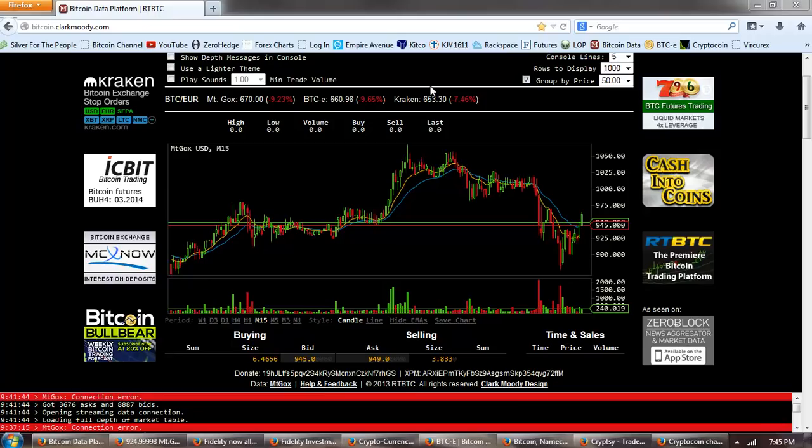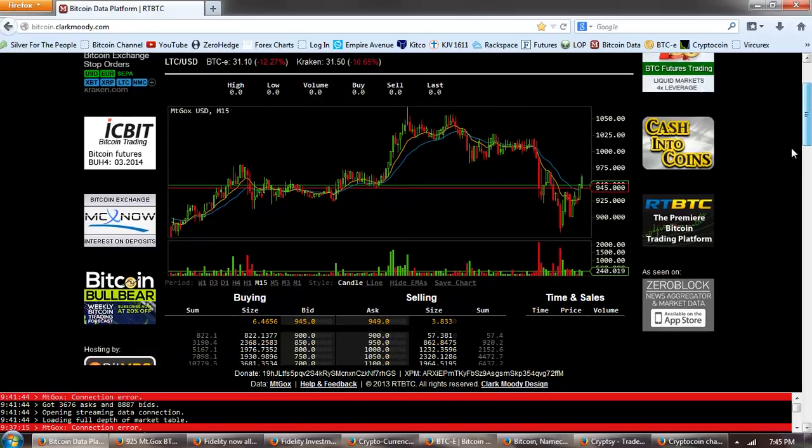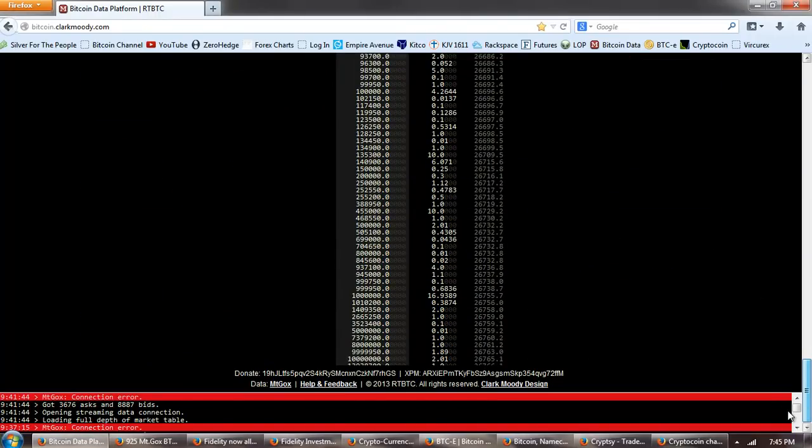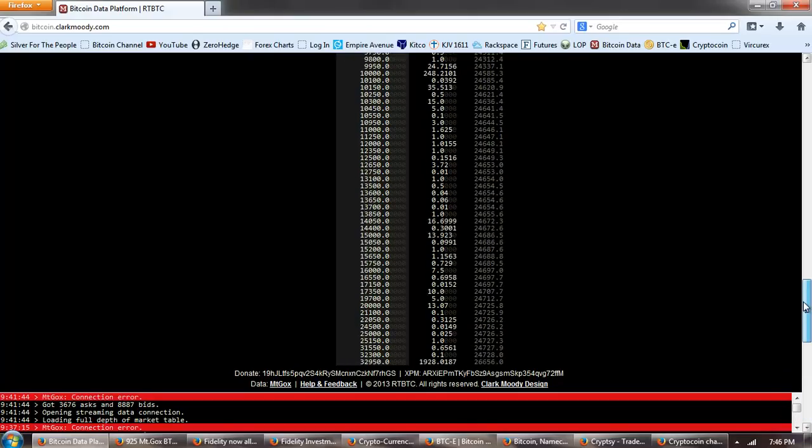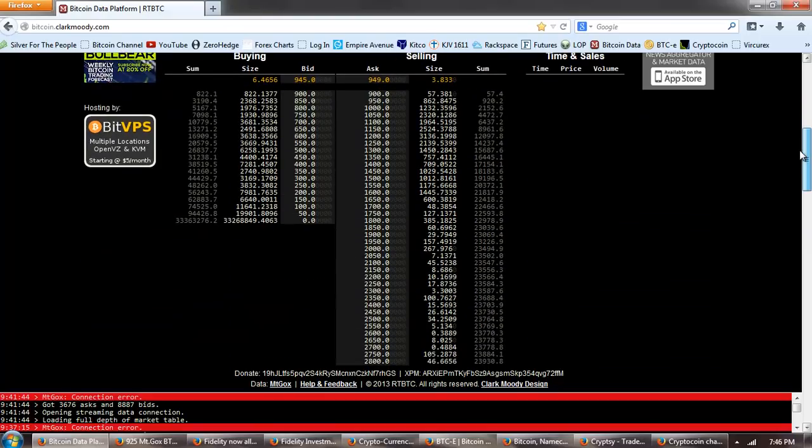Now, this is the 15-minute chart on clarkmoody.com. Again, I'm not going to do technical analysis here, but market depth. So we're still hovering around that 27,000 coin total, roughly, and our 10,000 mark, that's the one we want to watch. The 10,000 bid is around 700. The 10,000 offer is between 1,150 and 1,200. So still a decent amount of buyers.